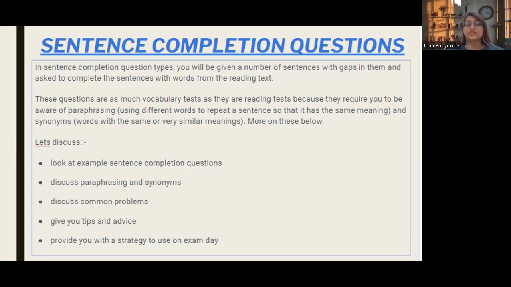Now let's look at what we are going to discuss here. Look at the example sentence. I'm going to show you the example of how sentence completion looks like. We are going to discuss the paraphrasing and synonyms which you're going to face in sentence completion. We will discuss the problems, the tips, as well as some strategies for the exam preparation.